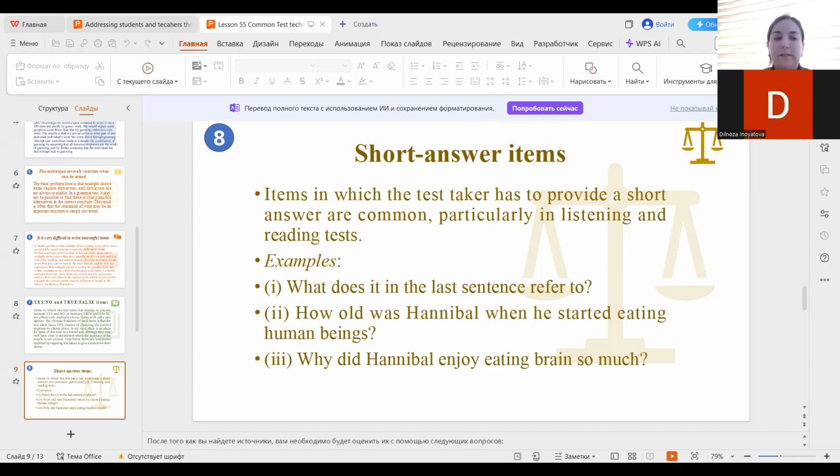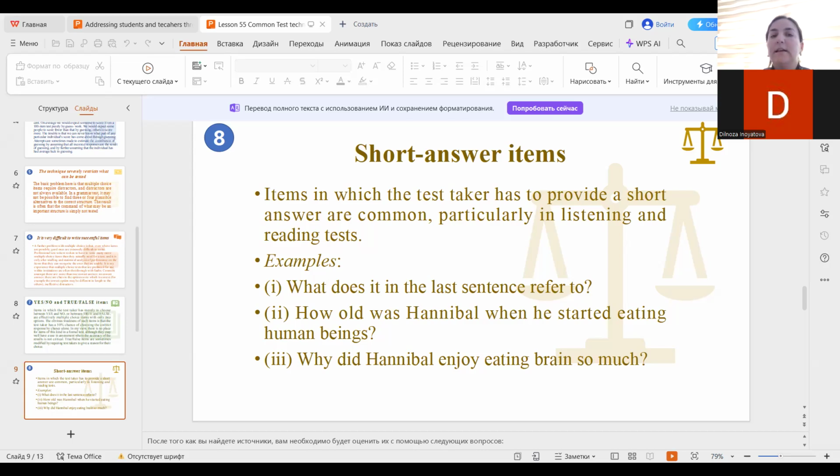The disadvantages: responses may take longer, and so it can reduce the possible number of items. The test taker has to produce language in order to respond, and scoring may take longer. Scoring may be invalid or unreliable if judgment is required.